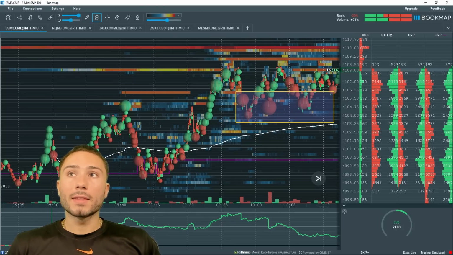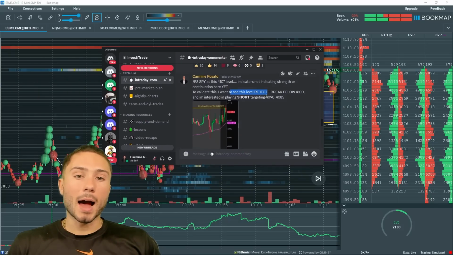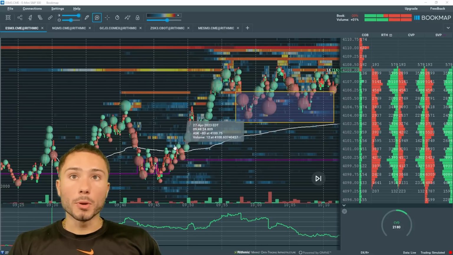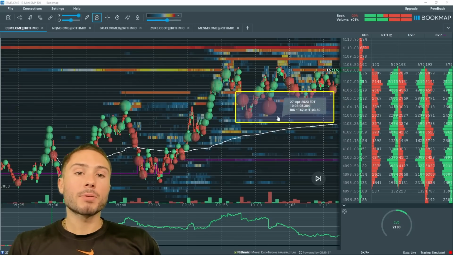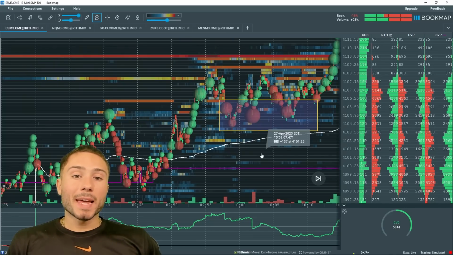So that's why in the Discord, with the fitting context, I was explaining that I'm not interested in playing short at the level. I would much rather see it reject and then play short once the 4100 whole number, where we opened up at, breaks. This prevented me from shorting the 4107 level of resistance. This also brings me into my next point.